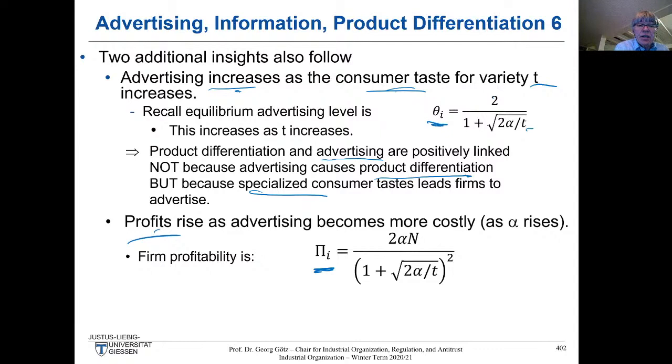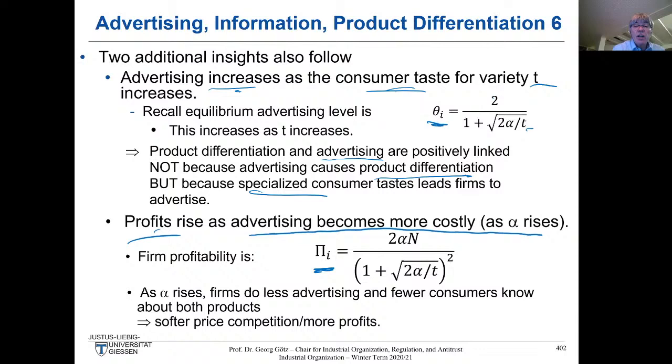advertising becomes more costly, you see that here you also have advertising being a prisoner's dilemma. Okay? Why? Because as alpha rises, firms do less advertising and fewer consumers know about both products, and you soften price competition, and therefore you get higher profits. But of course, you're always tempted. And you do not take into account that if you advertise more, you increase competition. Okay? Of course, you don't want too much because it makes competition too tough, but compared to joint profit maximization, you overinvest in advertisements.